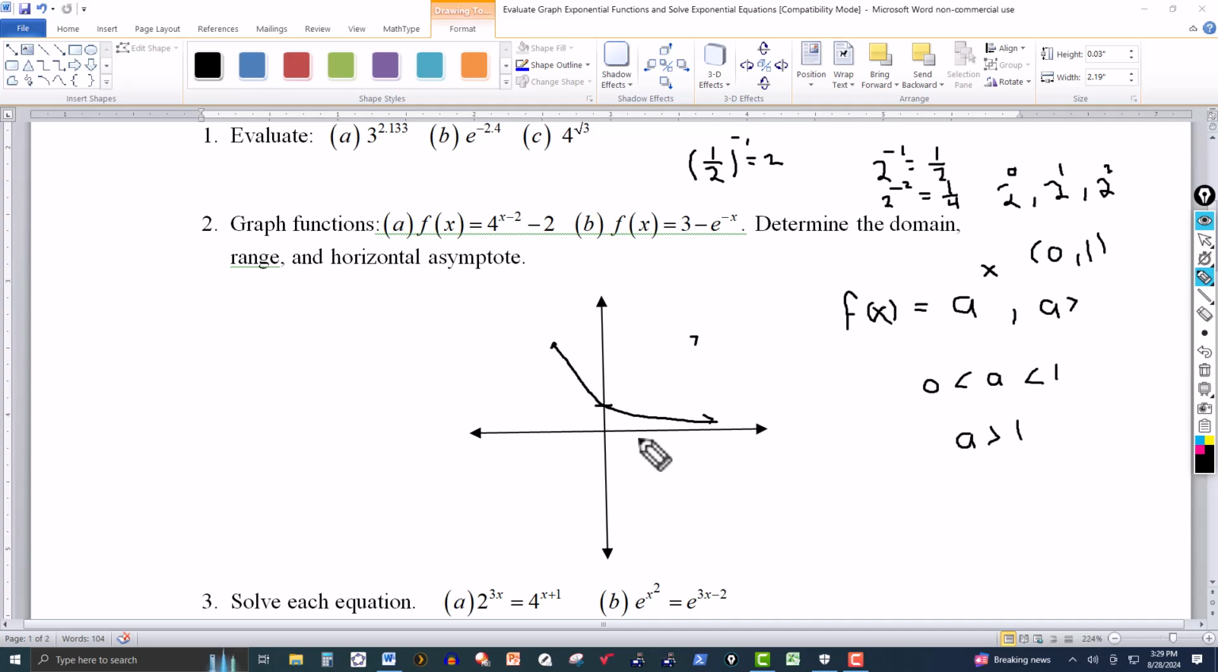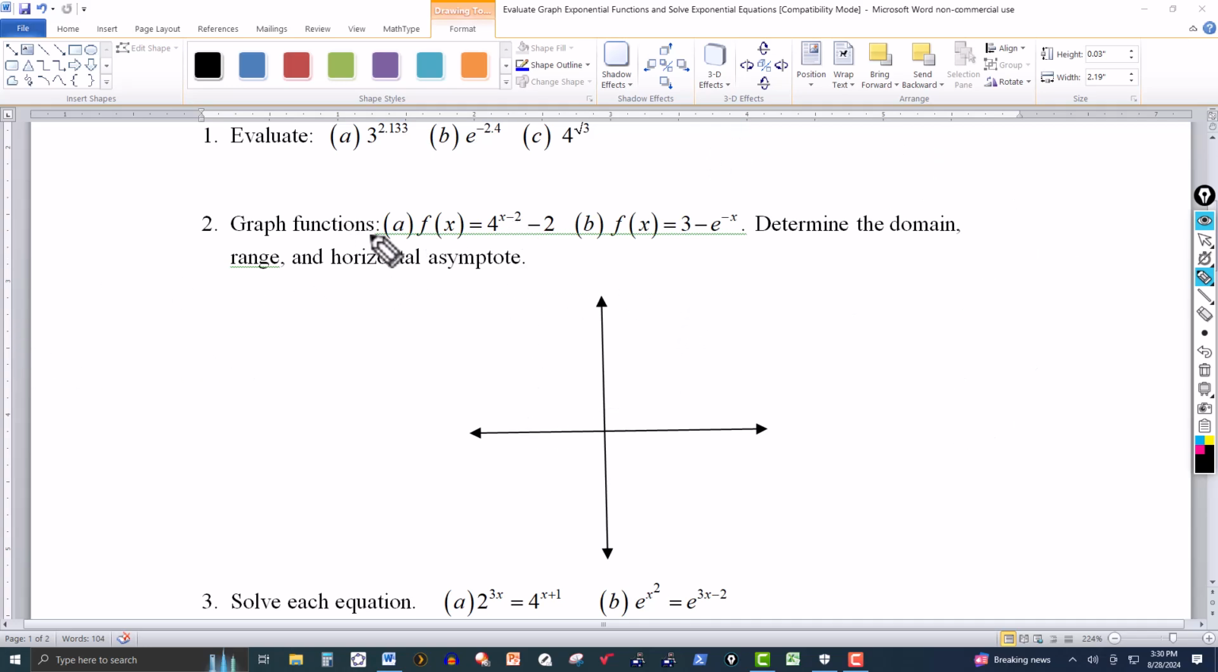So if you pick a base between 0 and 1, it's going to pass through 0, 1, rise on the left, and then come down and approach the x-axis. So in either case, the domain is going to be all real numbers, and the range is going to go from 0 to infinity. The other one goes this way.